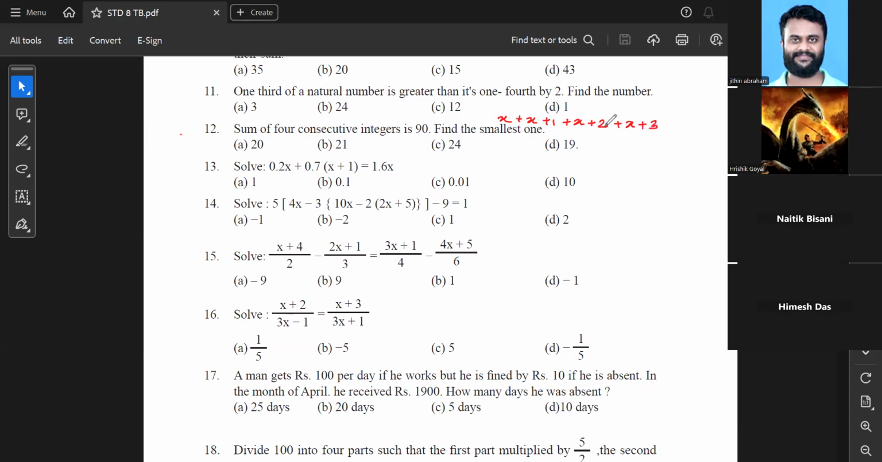I hope it's clear. So these are the four numbers: first number, second number, third number, fourth number. If there is any doubt, please let me know.